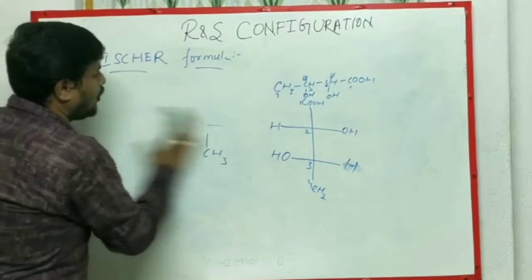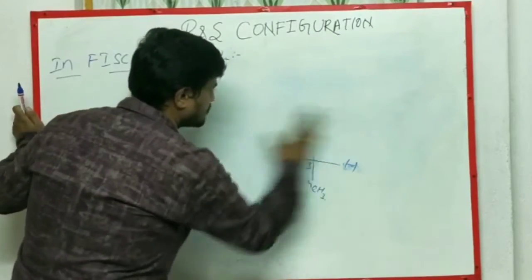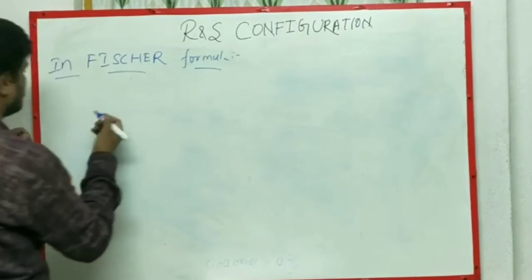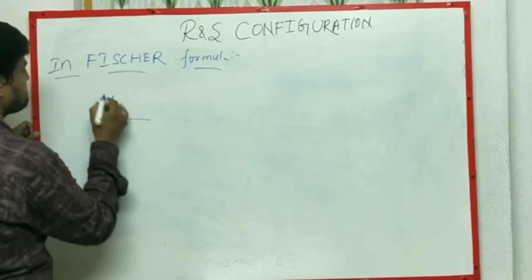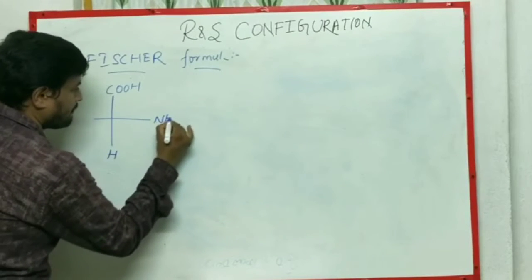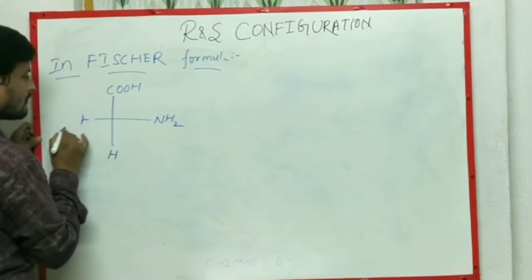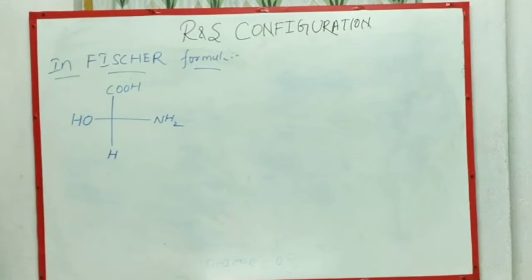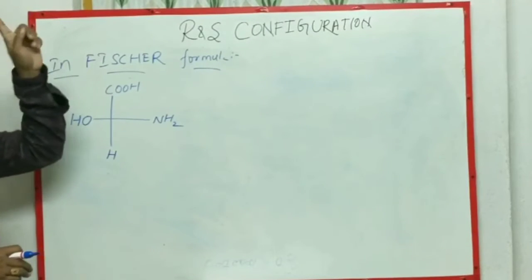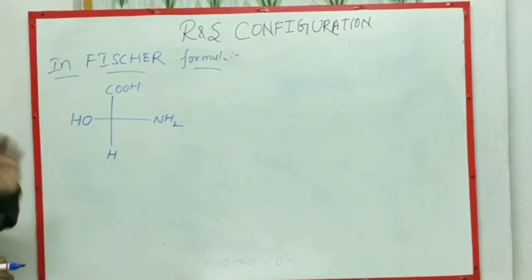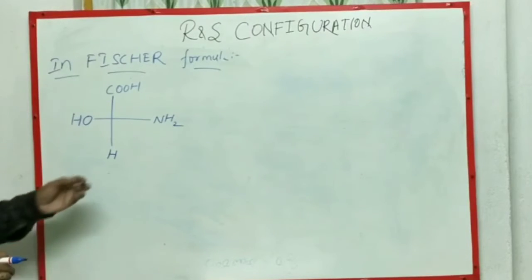We go for RS configuration in case of Fischer projection formula. I am giving only one example. In the wedge projection formula, there are 3 cases. In the Fischer projection formula, only 2 cases. What are the 2 cases? This is the first case. Okay. We can discuss the cases later.